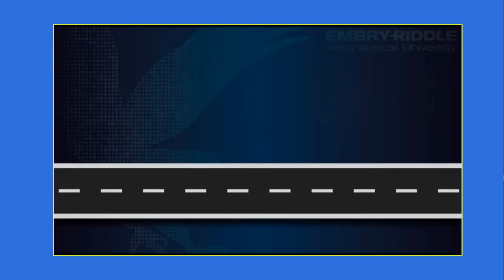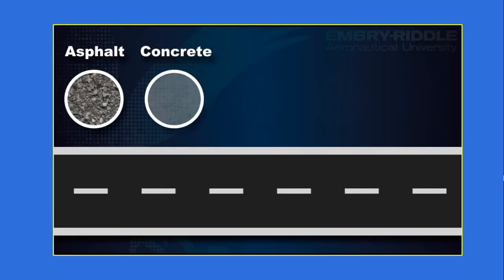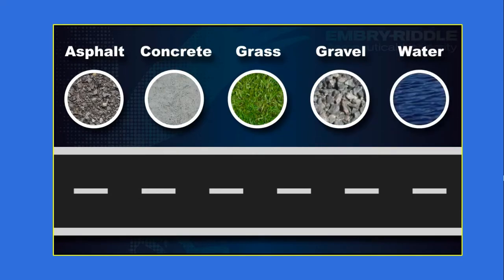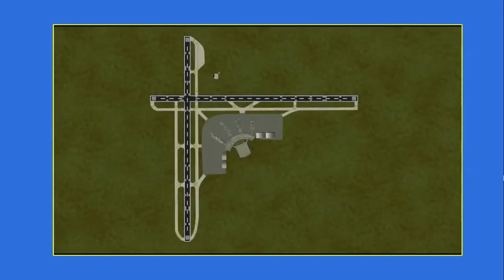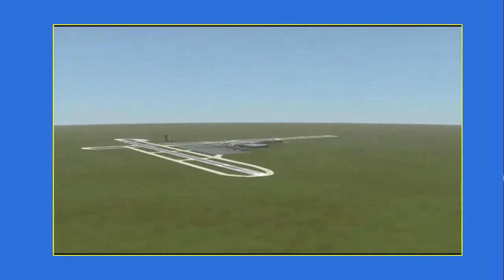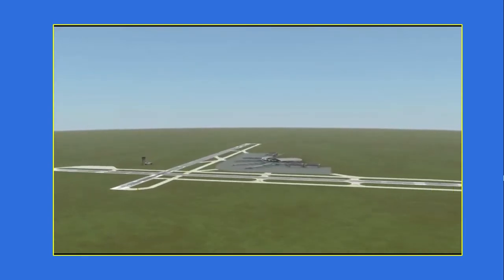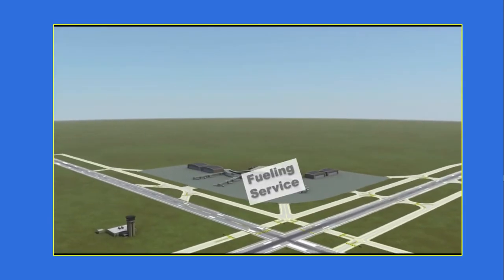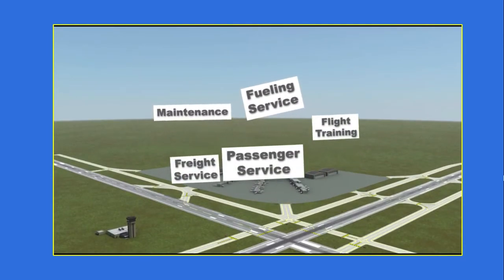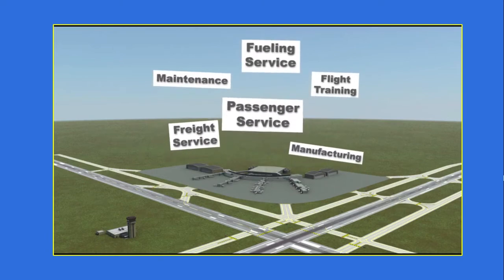Many airports started out small and were expanded as use increased. Airport landing surfaces can be asphalt, concrete, grass, gravel, or for seaplanes, water. Airports will also have taxiways and parking areas known as ramps. As airports increase in size and usage, they become hosts to aviation businesses that provide fueling service, maintenance, flight training, passenger and freight service, manufacturing, and other related services.